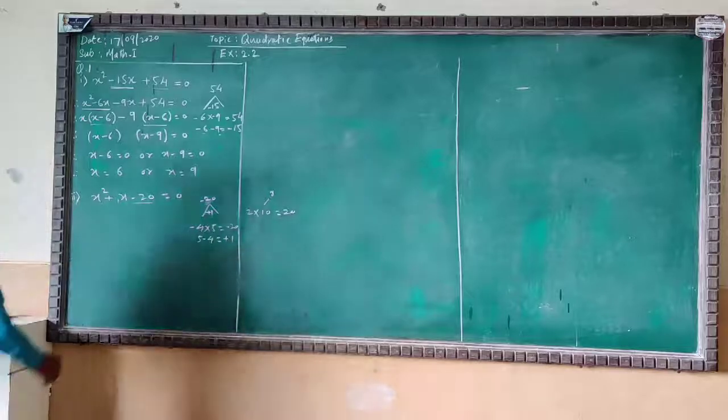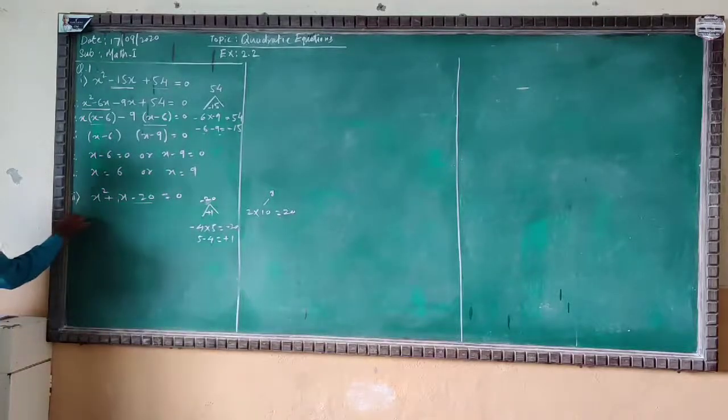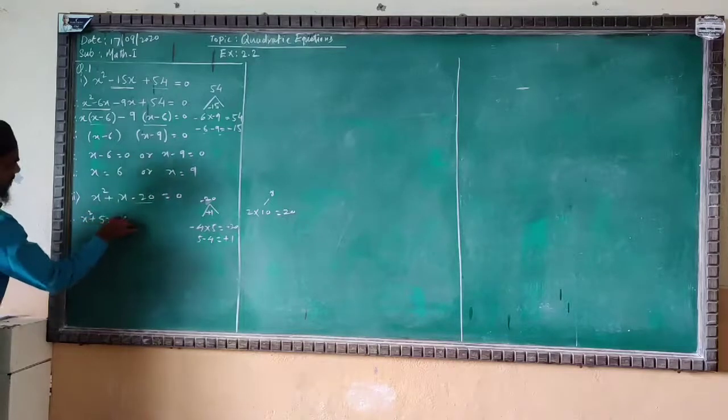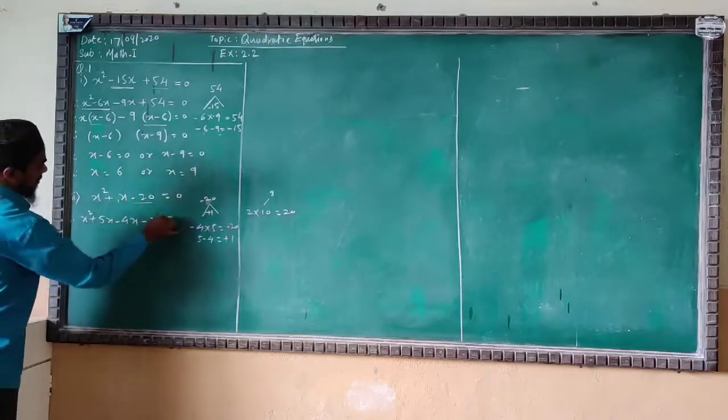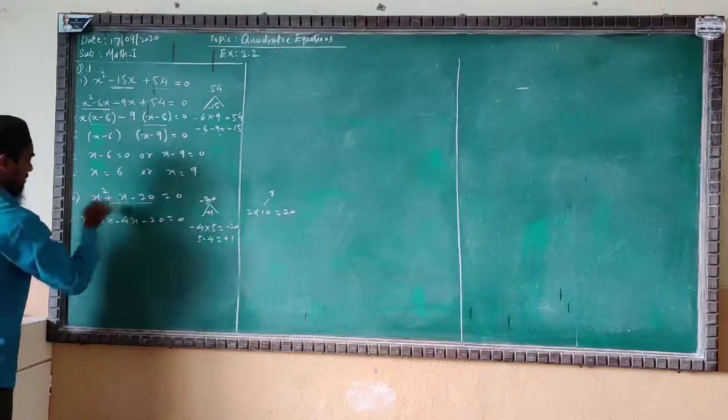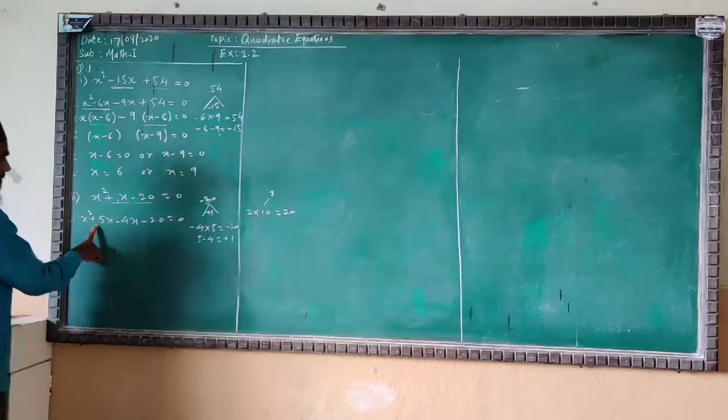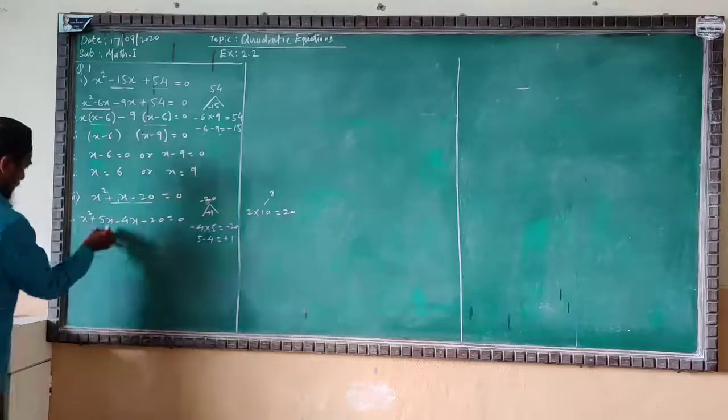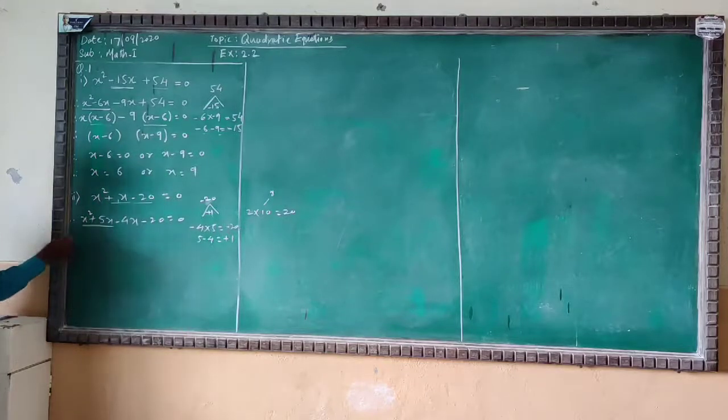With the variable we will keep the number here. See here, variable x square, the plus 5x minus 4x, minus 20 will be as it is. In place of 1x we will write plus 5x minus 4x. Now taking the common elements here.